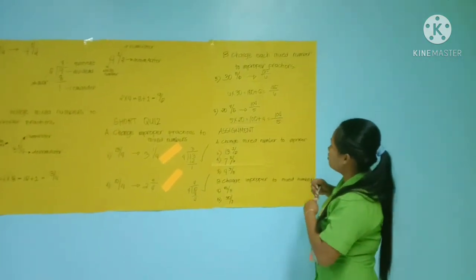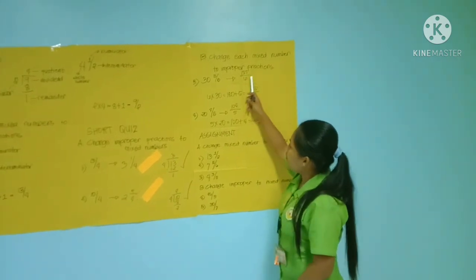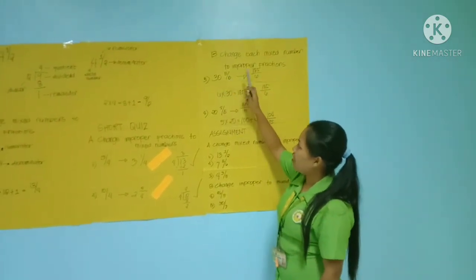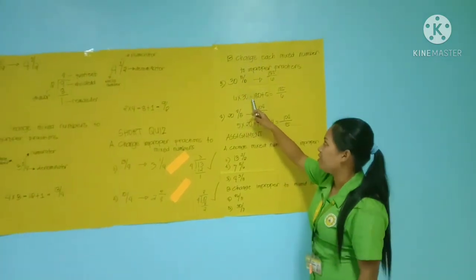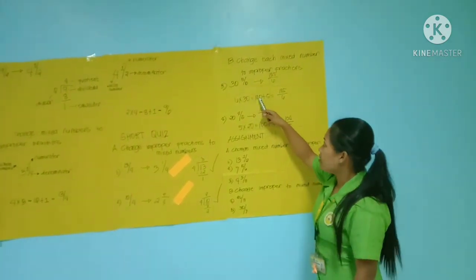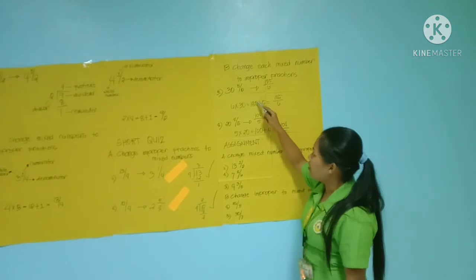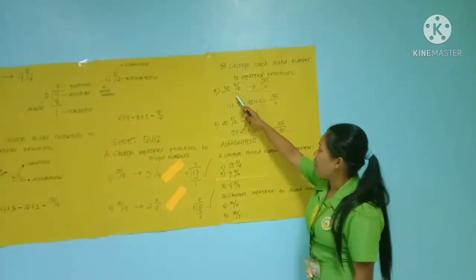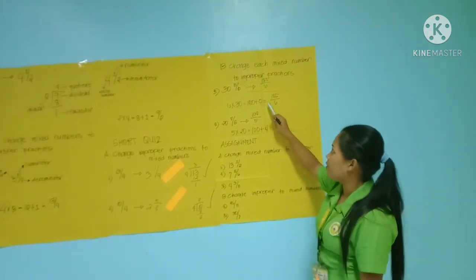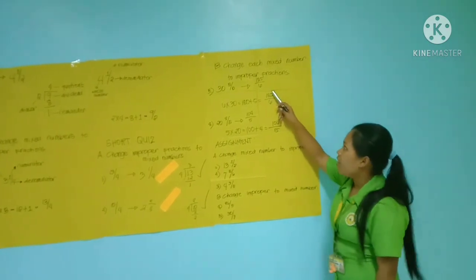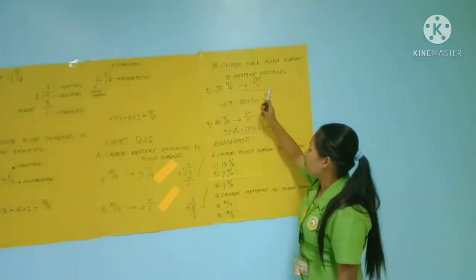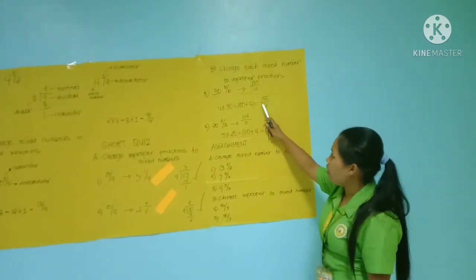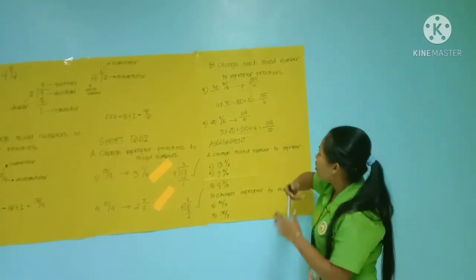Number 3. We multiply the denominator and the whole number. So 6 times 30 is equal to 180. Next step is we add the numerator, which is 5. So 180 plus 5 is equal to 185. And we copy the denominator, which is 6. So 185 over 6. Correct.